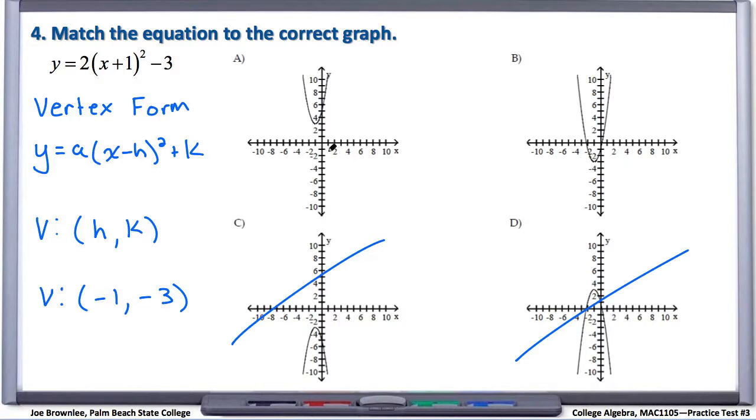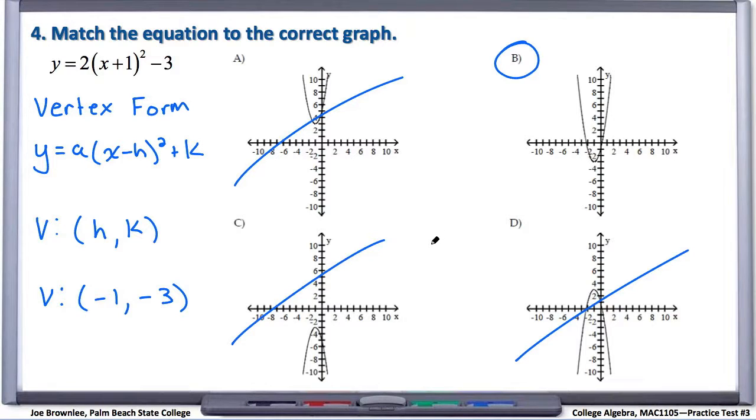So let's see. Well, this vertex looks to be at -1, +3. So that doesn't look like what we're looking for. But here, graph B looks like -1 and, yep, -3. So we can go ahead and say graph B is our graph.